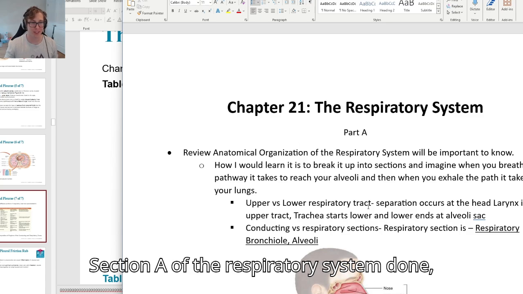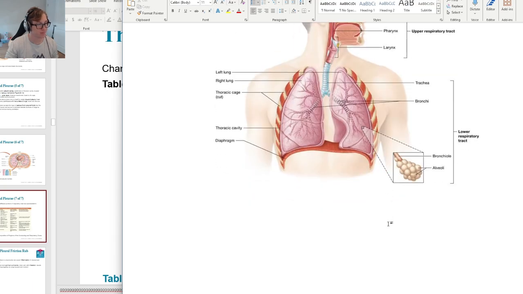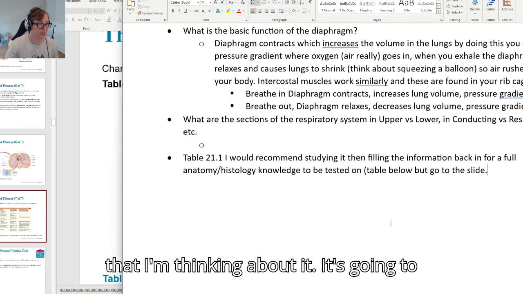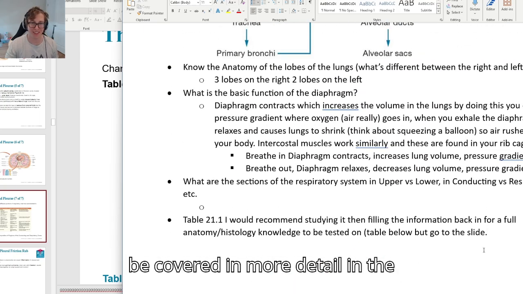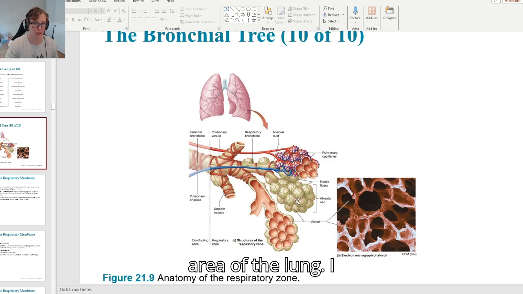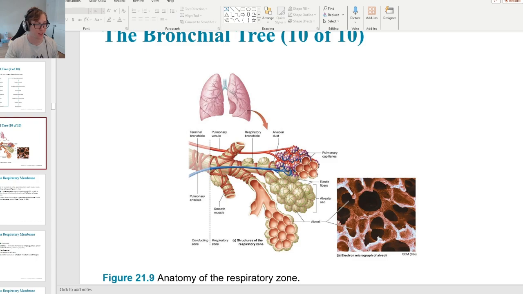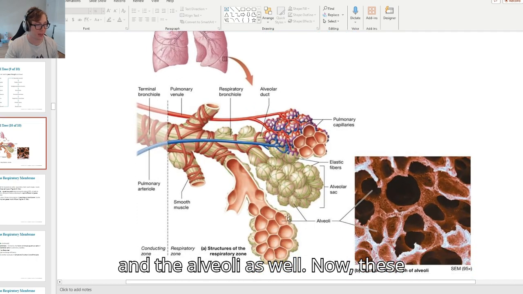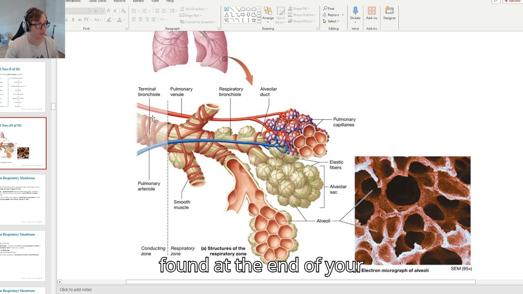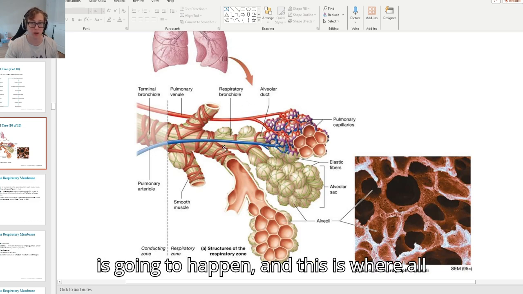Section A of the respiratory system done, filled out. I would like to add something to this. Now that I'm thinking about it, it's going to be covered in more detail in the physiology, but as the most important area of the lung, I just want you guys to get a good look at the alveolar sacs and the alveoli as well. Now, these little things that look like grapes are found at the end of your terminal bronchi and the respiratory bronchioles. This is where gas exchange is going to happen, and this is where all the magic is.